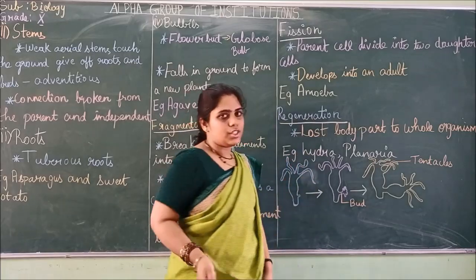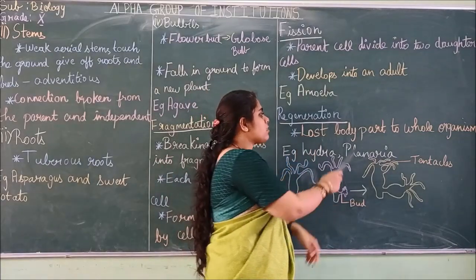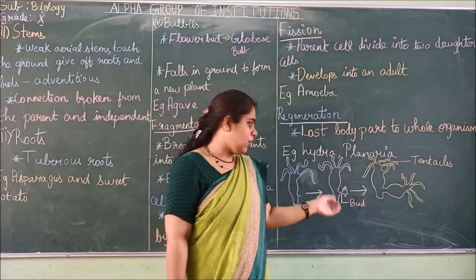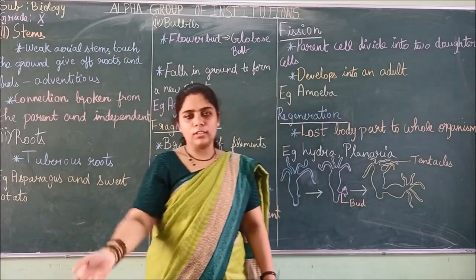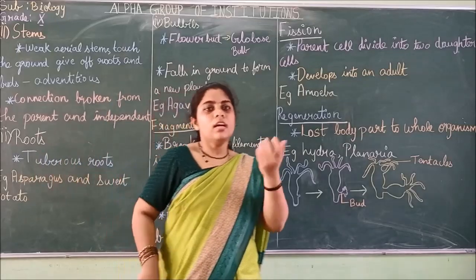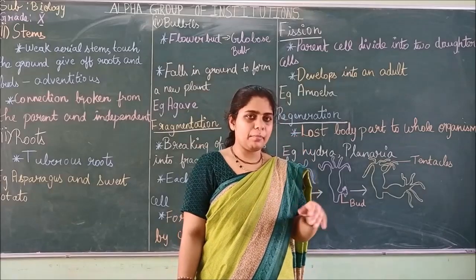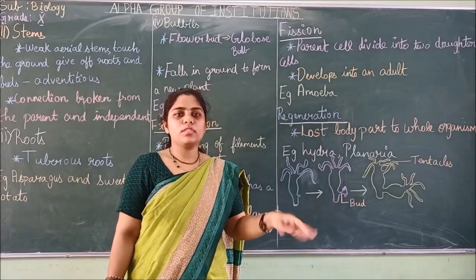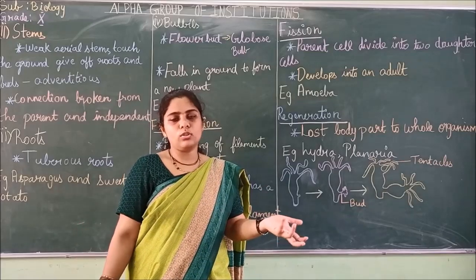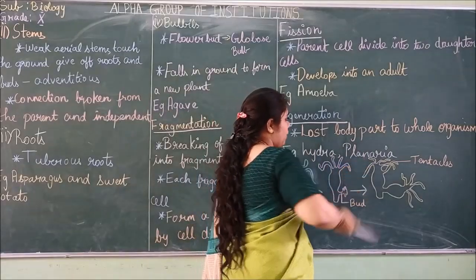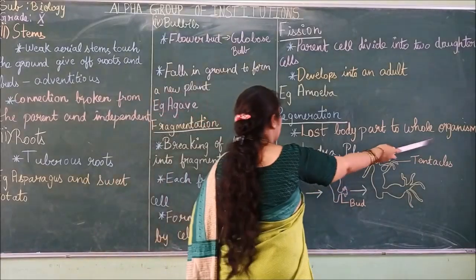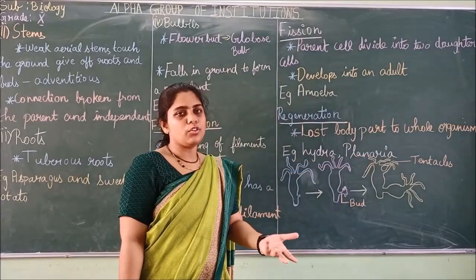Next is regeneration. What happens in regeneration? A lost body part grows into a whole organism. For example, hydra. If a part of a plant has fallen, that broken part will reform. For example, if you take a lizard, what happens when its tail is cut? After some days, a new tail will be formed. That is called regeneration. The lost or broken part will be produced again. So that is what is said here: lost body part. If with any accident something is broken, it will form again into a whole organism. The fallen part also will be formed into a new organism.